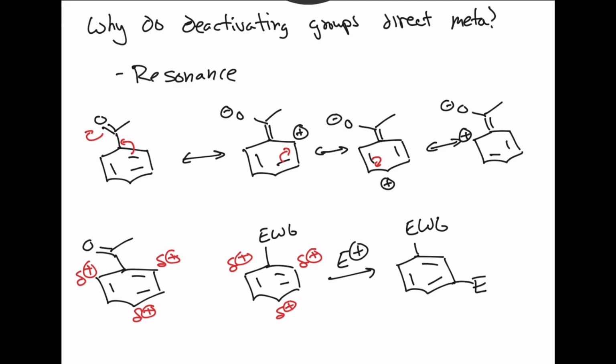So your withdrawing group makes the whole ring overall positive, right? Because it's pulled electrons out of it. So the electrophile doesn't really want to add to that ring anyway. The ring doesn't really want to add to it, but they eventually add, and the electrophile is like, fine, I'll go to this least positive place I can find. So I'll go to the meta position.